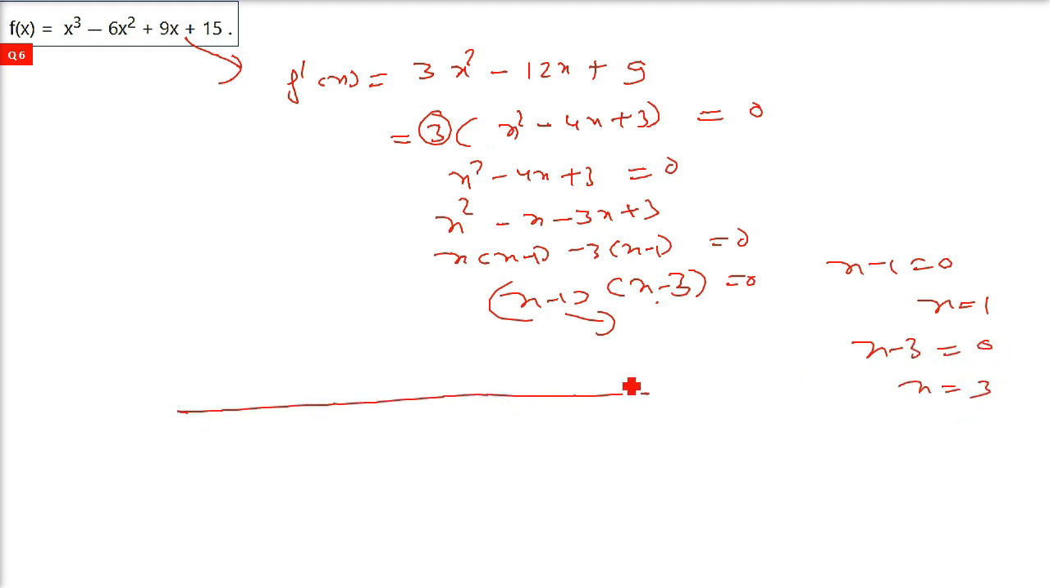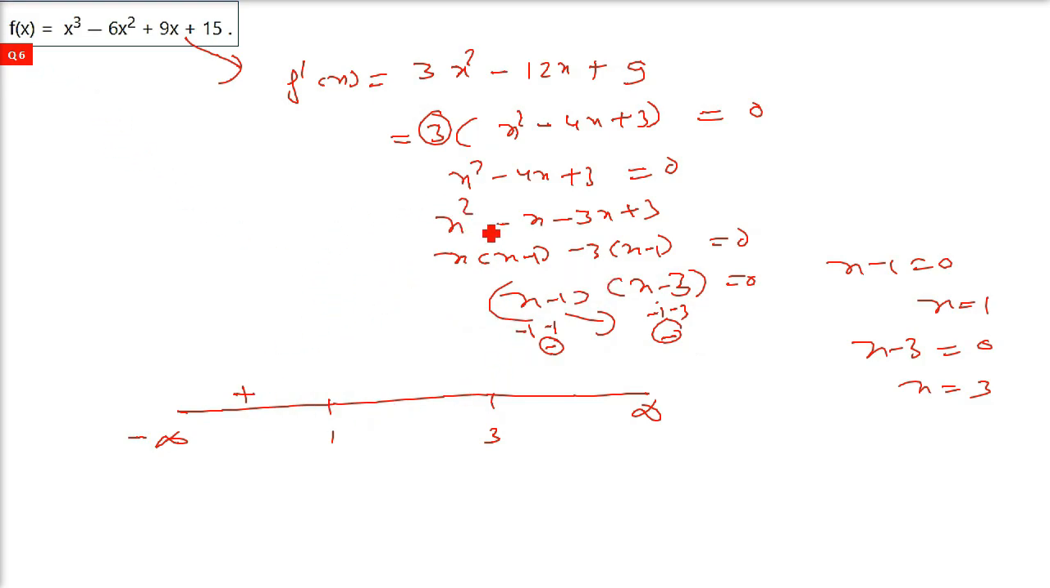Now place 1 and 3 on the number line. Start from negative infinity, go up to positive infinity. In between mark 1 and 3. Now there are 3 intervals: negative infinity to 1, 1 to 3 and 3 to infinity. So any value which is below 1, you have to place in f dash x. Let us take any value. I am placing negative 1. If we place negative 1, you will get negative here. Again minus 3, so you will get negative into negative, positive. You need the sign, you don't need the value.